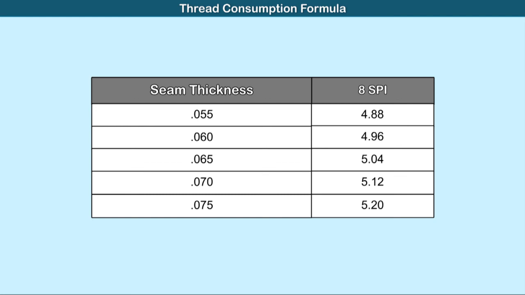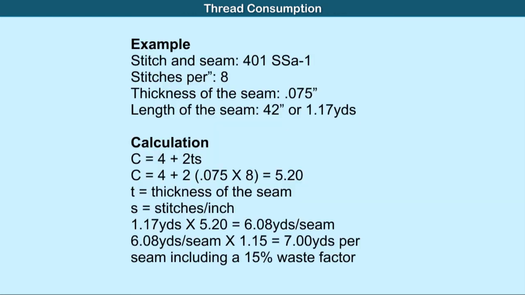In the Union Special 401 chain stitch chart, the seam thickness is given, and the second thing is 8 SPI. So if the seam thickness is 0.055, at 8 SPI it will be 4.88. If the seam thickness is 0.060, it will be 4.96, and so on.